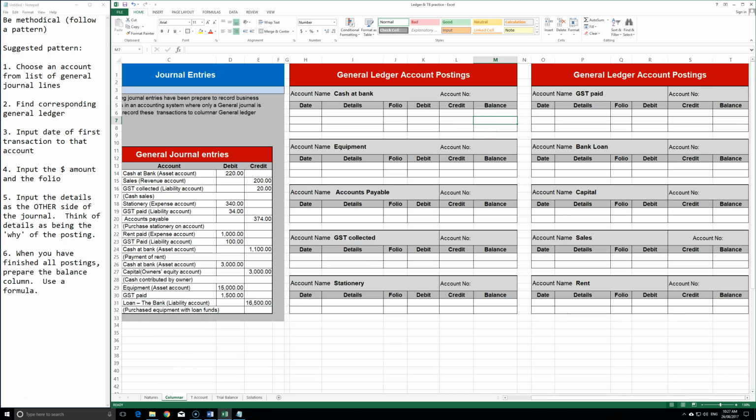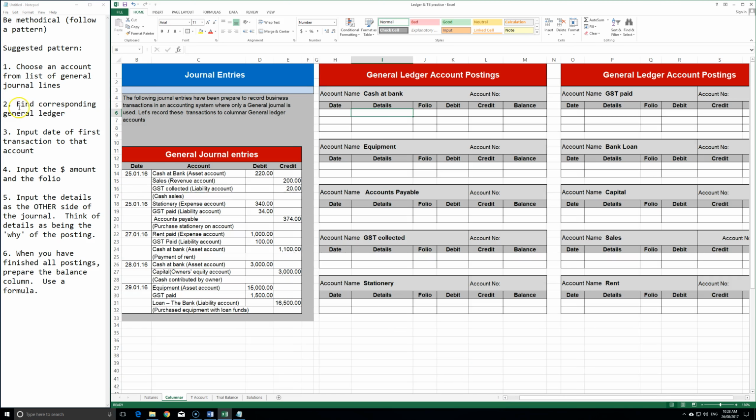Let's look at a posting strategy for a columnar ledger. And the number one tip here is to be methodical. You need to follow a pattern and be very consistent with that. So my suggested pattern is start by choosing an account from the list of your general journal lines. Now here we go, the first general journal line is cash at bank. So I'm going to do this cash at bank ledger as my first transaction.